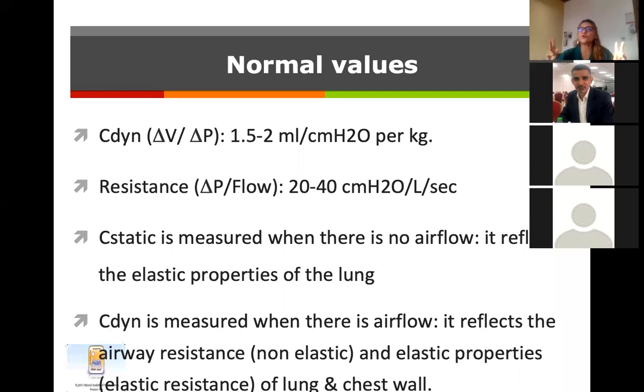And then we know something like static compliance and dynamic compliance. How are they different? The static compliance is measured when there is no airflow, so it reflects the elastic properties of the lungs. And the dynamic compliance is measured when there is an airflow, and it reflects 2 things: airway resistance and the elastic properties of the lung and the chest wall.